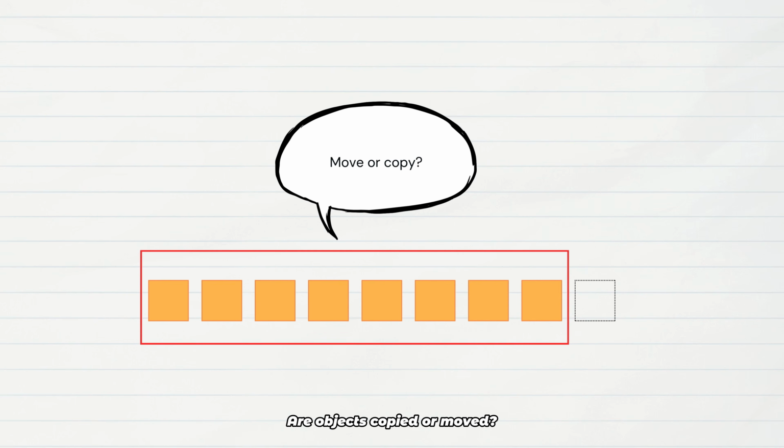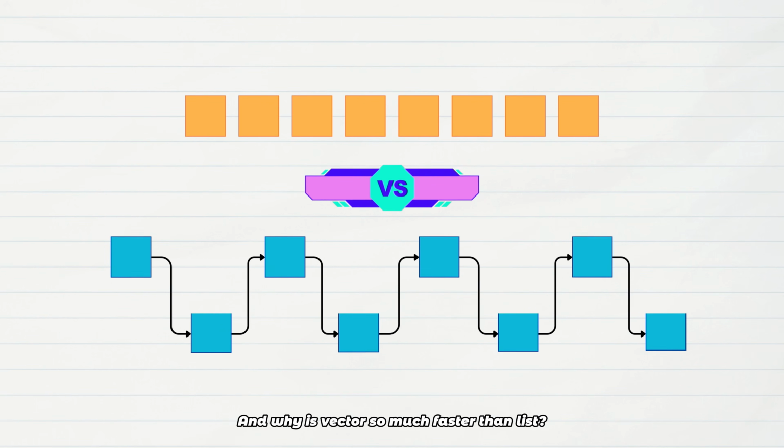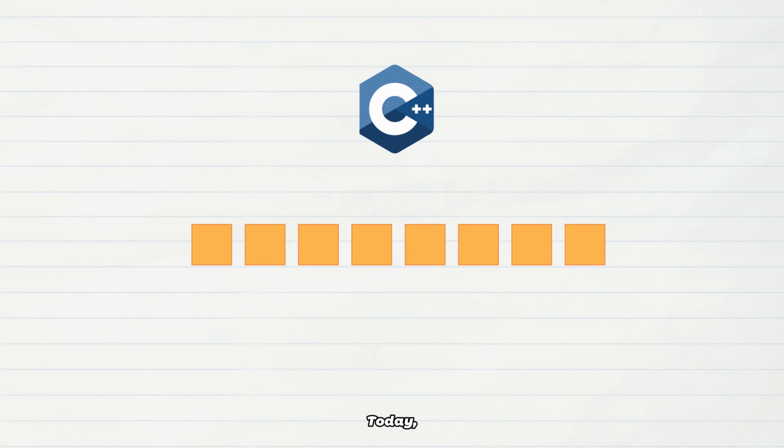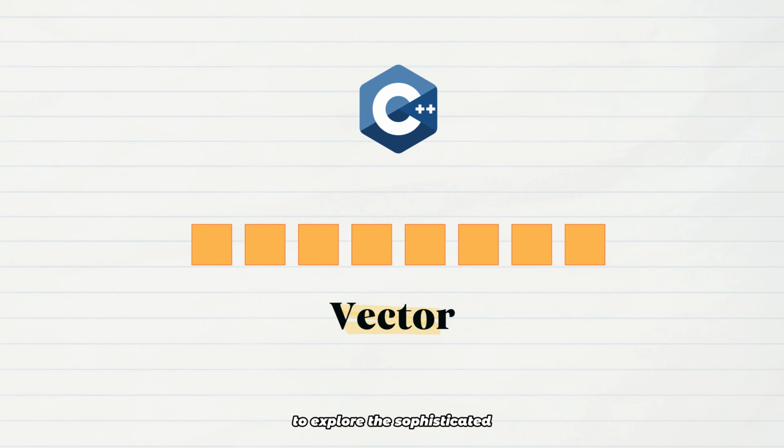Are objects copied or moved? Will an exception cause memory leaks? And why is vector so much faster than list? Today, we'll start with C++ to explore the sophisticated internal mechanisms of vectors. You'll find that what's going on inside a vector is by no means a simple realloc operation.